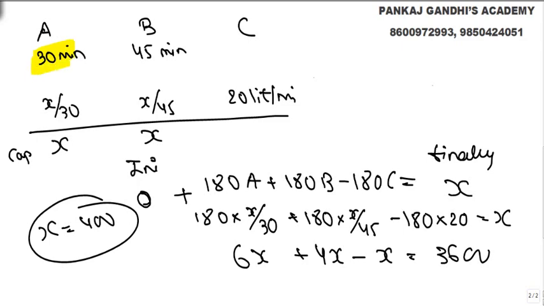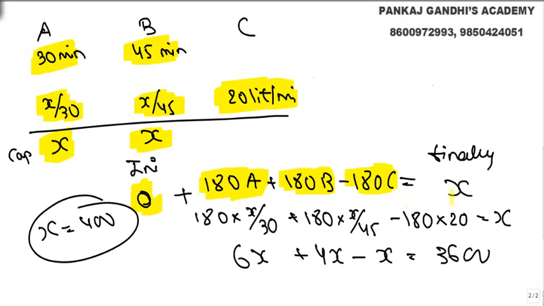What we saw here: A alone in 30 minutes full tank x, so per minute x by 30, B alone in 45 minutes x, so per minute x by 45, C 20 liters per minute. All are open when the tank is empty, 0. 180 minutes A fills, 180 minutes B fills, 180 minutes C empties. At the end, it's completely filled. So we get here, capacity is 400.